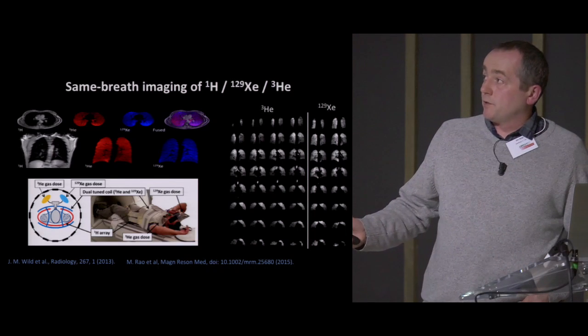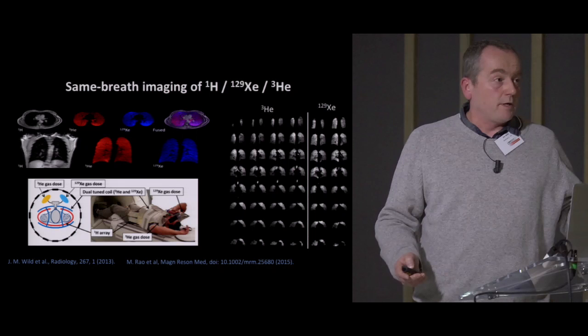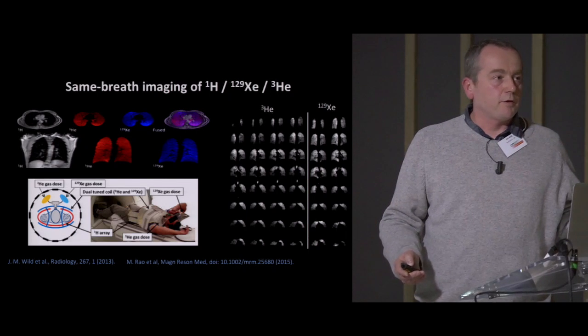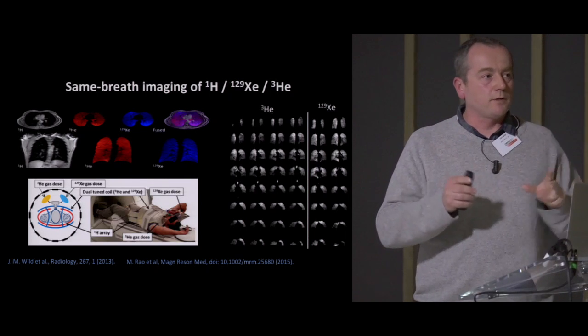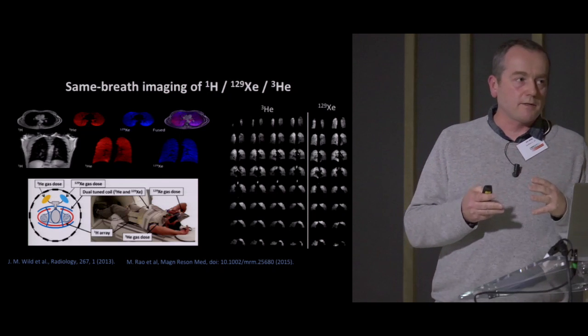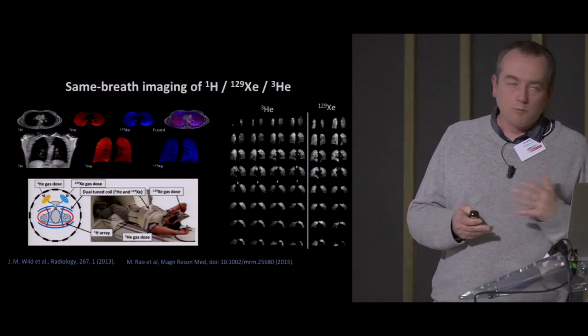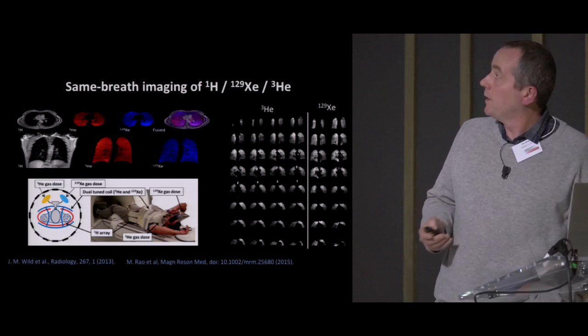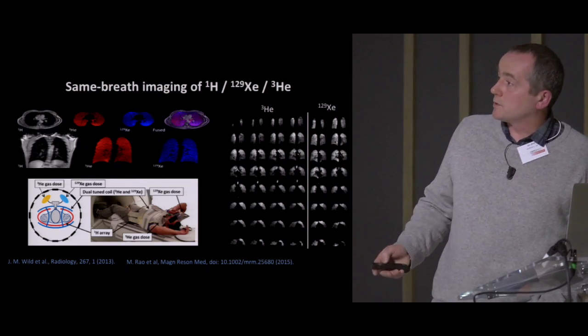For example, helium and xenon have very different diffusion coefficients in terms of their Brownian diffusion, so they probe different length scales within the lungs. So if we can bring the two gases together at the same time, we can learn more about lung physiology from that. Some volumetric examples there.